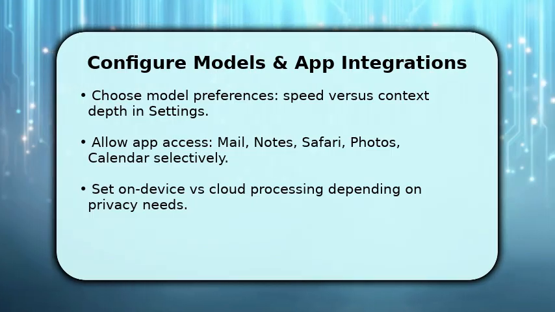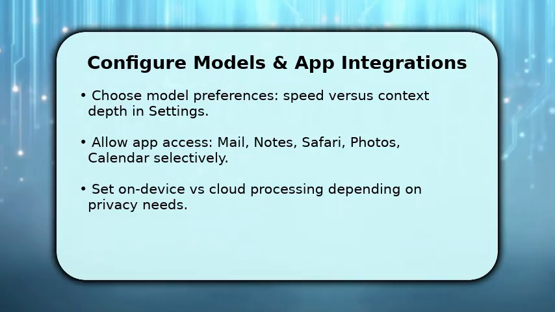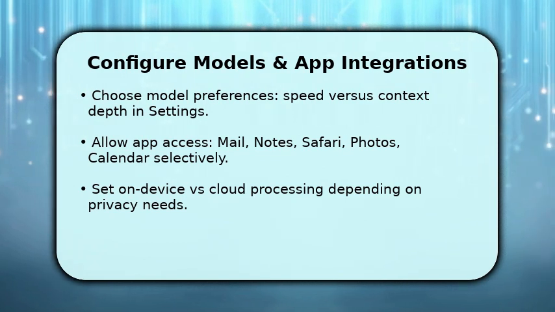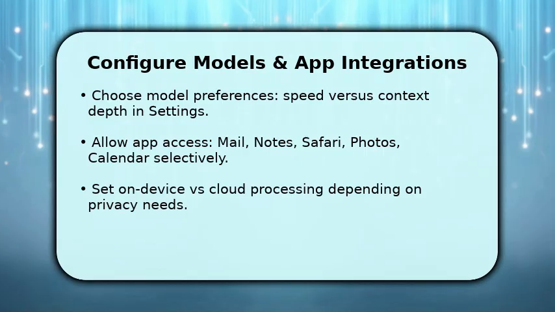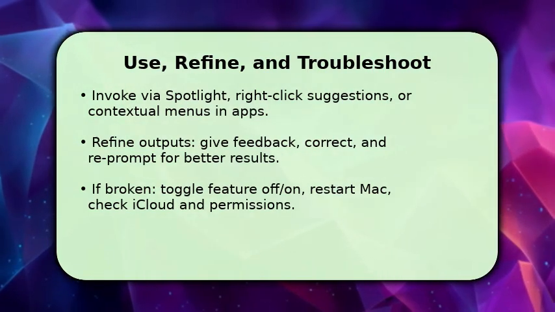On-device keeps data local, while cloud enables broader context and longer memory. Once configured, test by asking it to summarize an email thread to confirm. And to finish, start using Apple Intelligence in real tasks and refine its behavior.